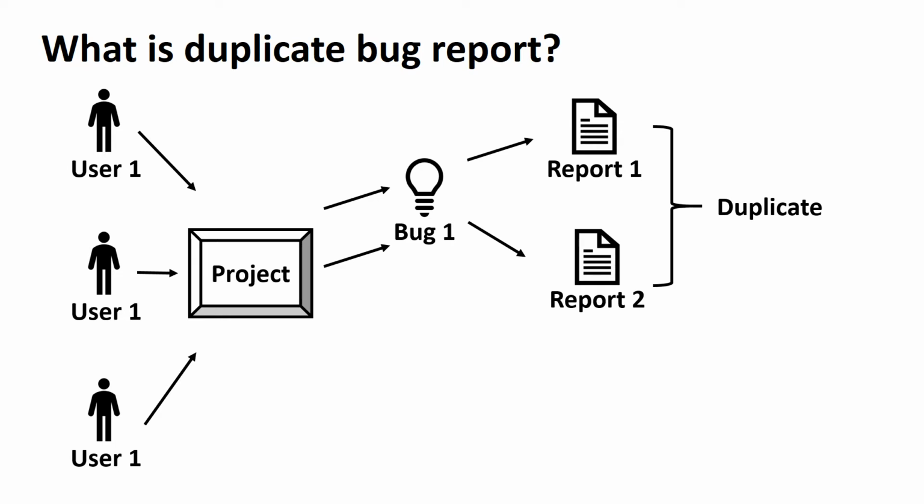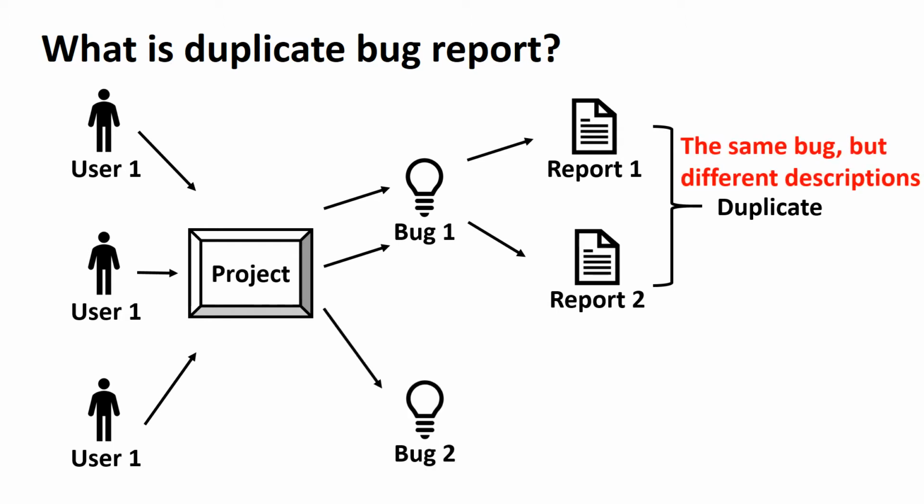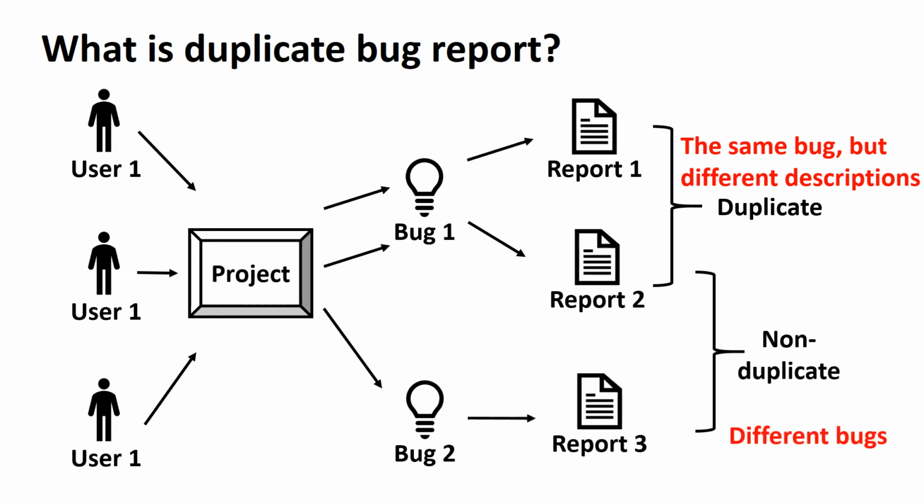We call bug reports that point to the same bug but are described in different natural languages duplicate bug reports. Two bug reports pointing to different bugs are non-duplicate.